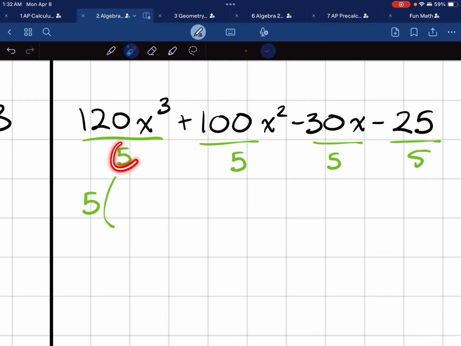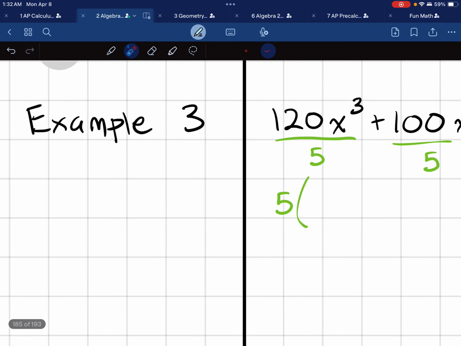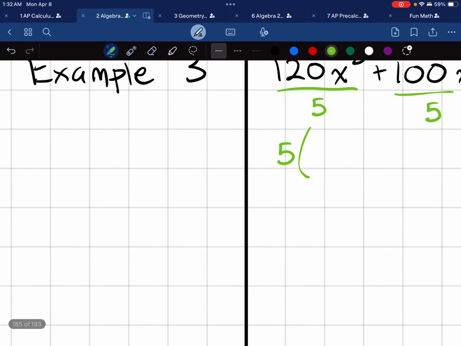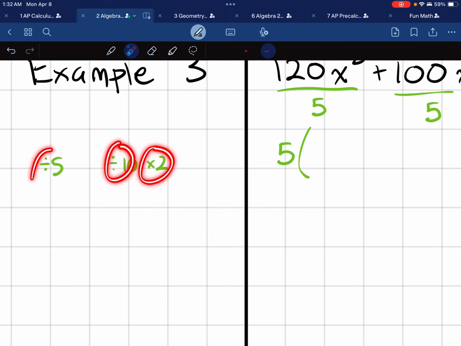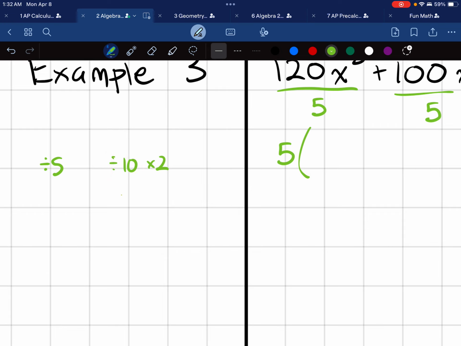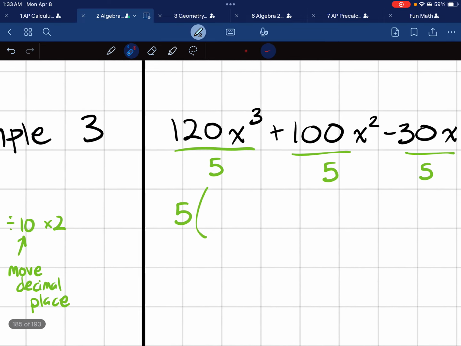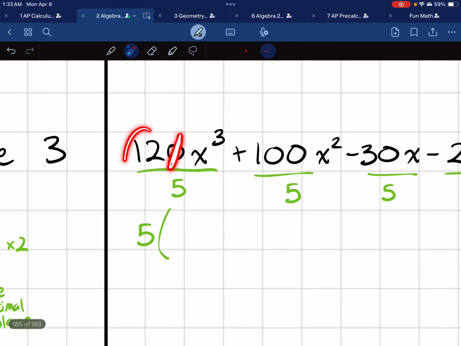By the way, do you know the shortcut for dividing by 5? It's really doubling this and getting rid of a 0. Why does that work? Because when you divide by 5, what you're really saying is divide by 10 and multiply by 2. Dividing by 10 and multiplying by 2 is the same thing as dividing by 5, and dividing by 10 is reinterpreted as get rid of a 0, or move the decimal place. So whenever I divide by 5, I just double and move the decimal place, or get rid of a 0. So if I get rid of a 0 and double the 12, it turns into a 24. That's how you divide by 5.